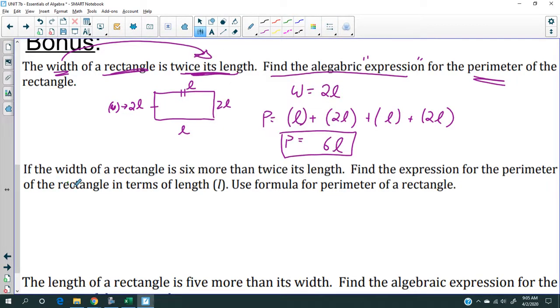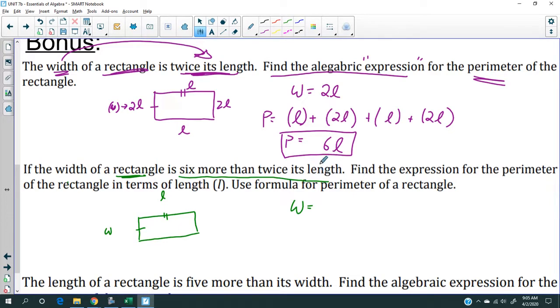All right, so the width of a rectangle, again, a rectangle, so I'm going to draw a rectangle. It's 6 more than twice its length. Now look at this, right? I'm just not making things easy for you. The width, so again, that's the width. That's the actual length, right? The width of a rectangle, 6 more than, so let me write it out because I just want to follow this, right? 6 more than twice its length. How do you write that, right?